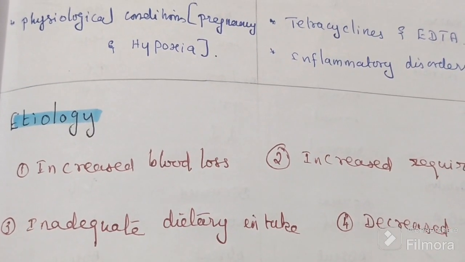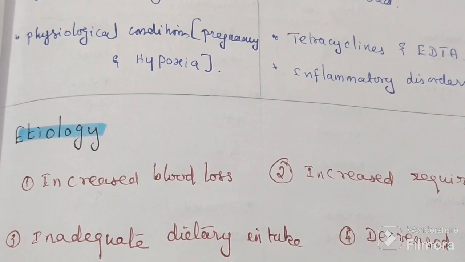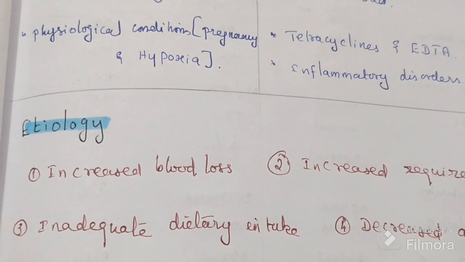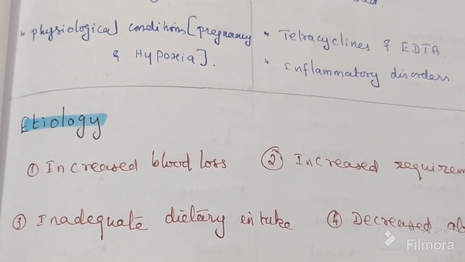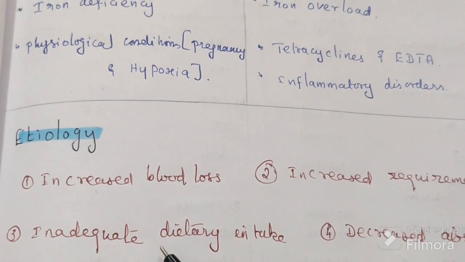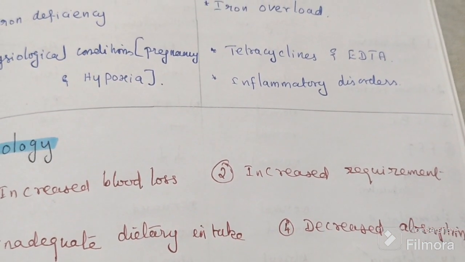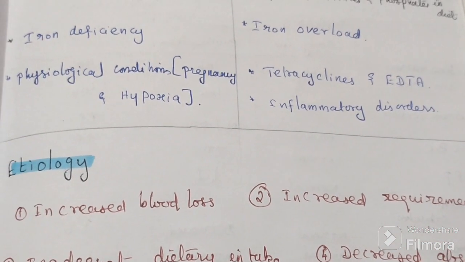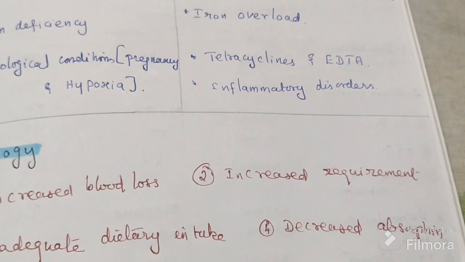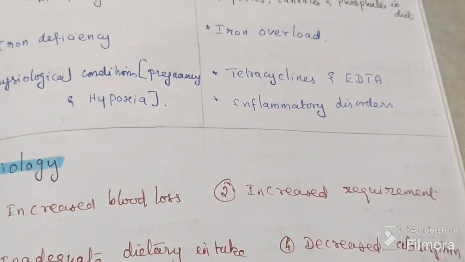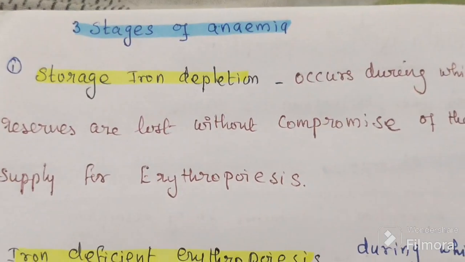What is the etiology of iron deficiency anemia? There can be four things. Either the person is taking less iron in the diet, or the body requirement is more, or there is blood loss, or absorption is less. So these can be the four causes of iron deficiency anemia.